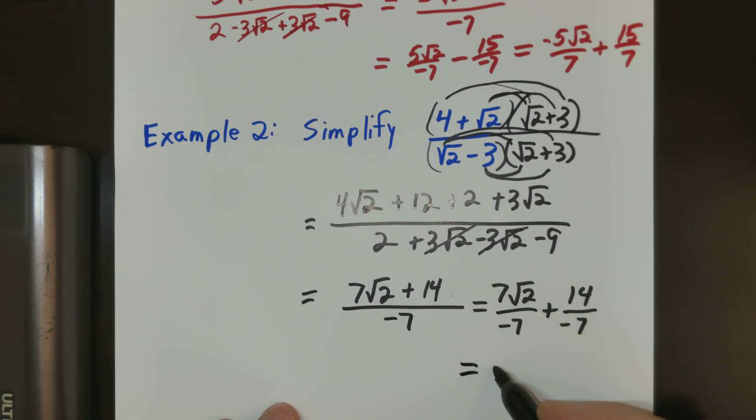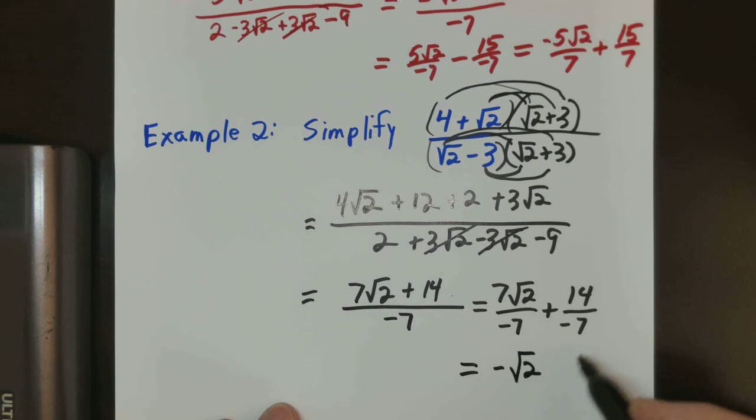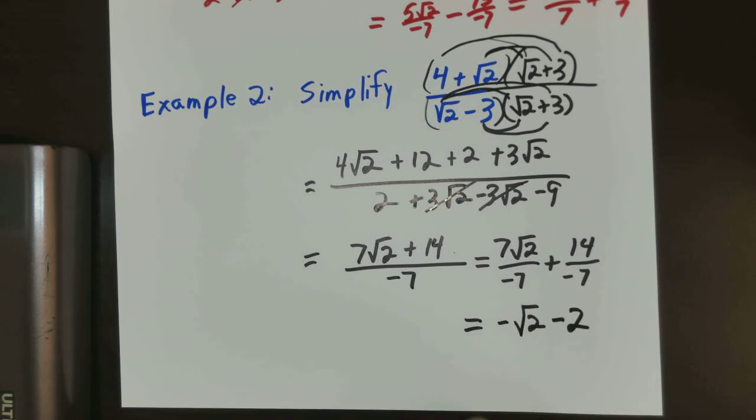The 7 and negative 7 cancel out. That's negative radical 2. 14 divided by negative 7 is negative 2. All right, there you are. That catches you up to the kind of work we did on Thursday. So you have them there for your notes.